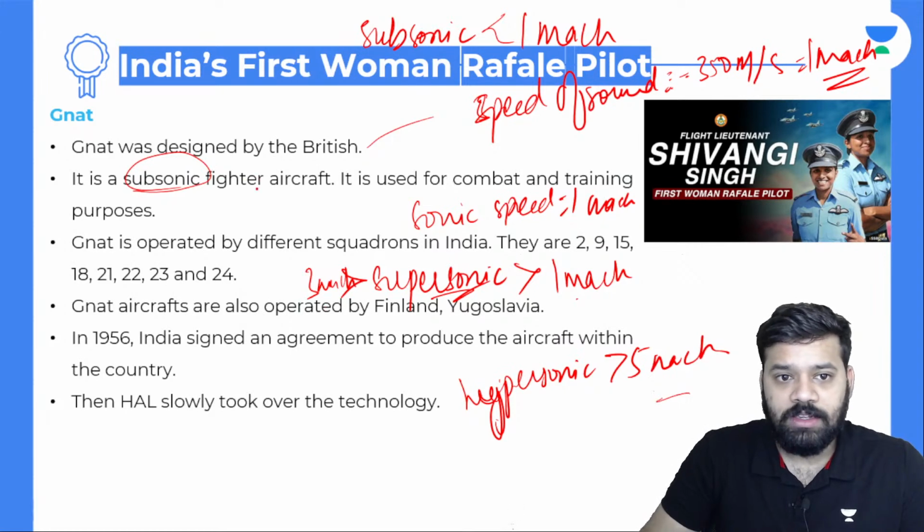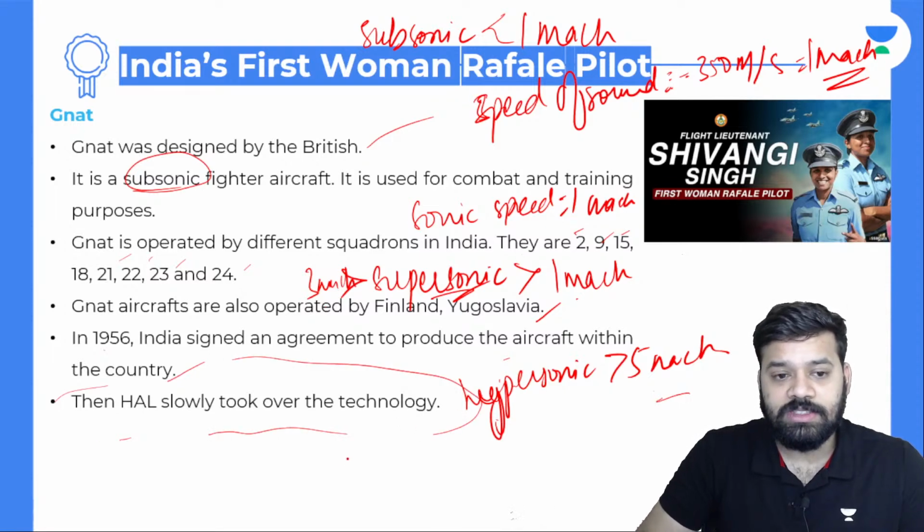So it is a subsonic fighter aircraft, the GNAT. It is used for combat and training purposes. GNAT is operated by different squadrons in India. There are 2, 9, 15, 18, 21, 22, 23, 24. GNAT aircraft were also operated by Finland and Yugoslavia. In 1956, India signed an agreement to produce the aircraft within the country. Then HAL, Hindustan Aeronautics Limited, slowly took over the technology.